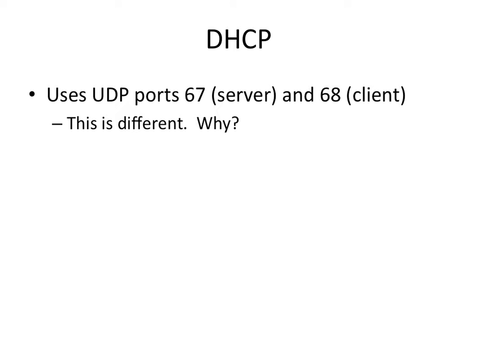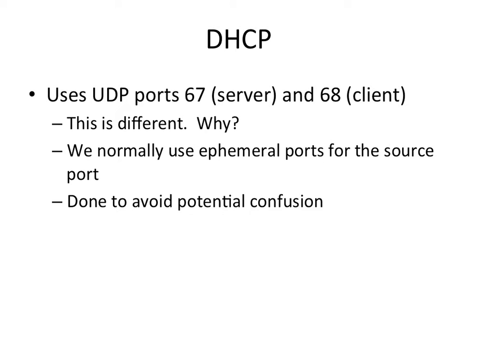DHCP uses ports 67 and 68 UDP ports. It uses low number ports for both the client and the server process, and that's different than what we're used to. How is that different, and why is that different than what we're used to? Well, we're normally used to a client using an ephemeral port, which is a high number port, right? We normally see a very high number random port as a source port. In this case, when we look at the capture, we'll see the client uses source port 68 and the server uses the fixed port 67.